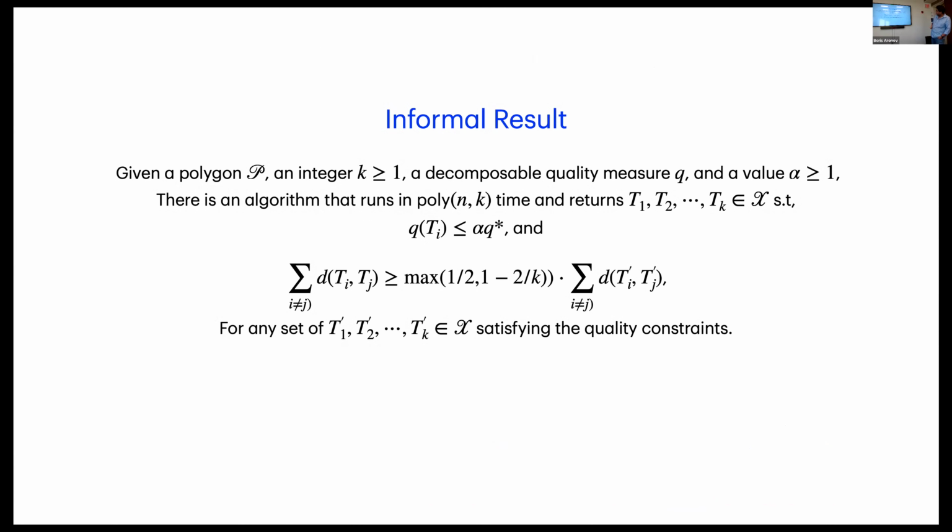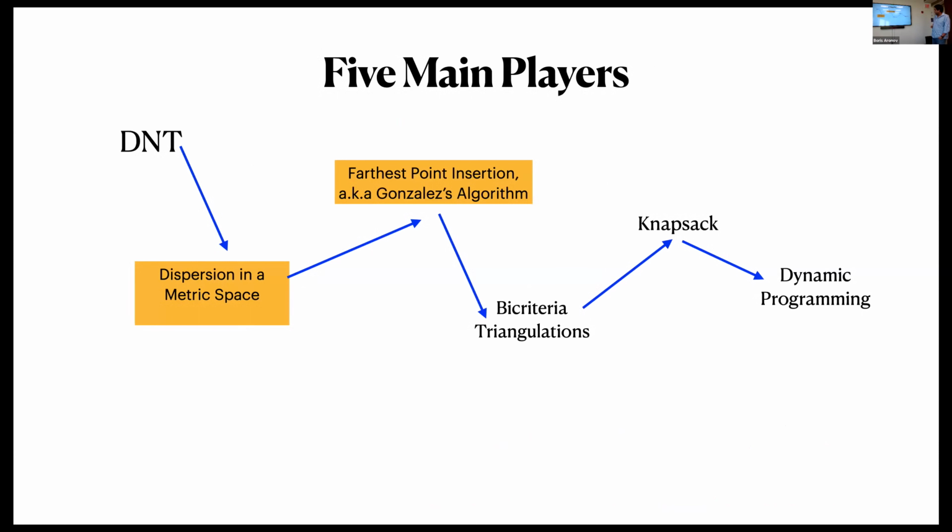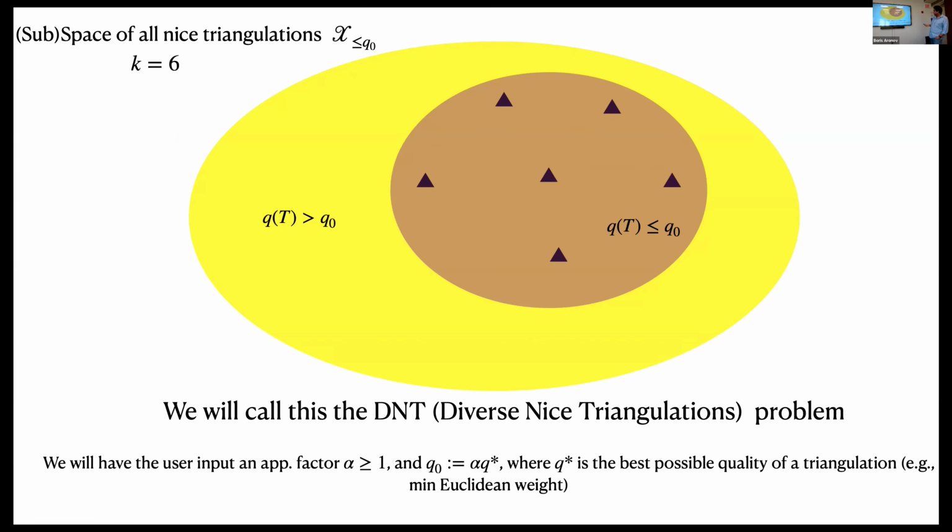And what if I do want a quality constraint? Well, that brings us to the third layer. So I've told you about the dispersion and about Gonzalez's algorithm. And these two are kind of enough to give us diverse triangulations if you don't care about quality. If you do care about quality, the thing that comes next is bi-criteria triangulations. And this is a topic which I think would be of interest to the CG people, even if you don't care about diversity. So as the name suggests, what's a bi-criteria triangulation?